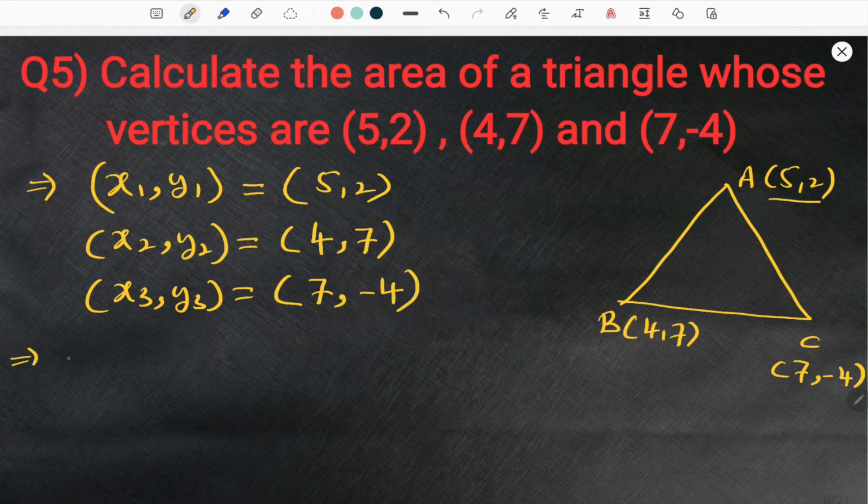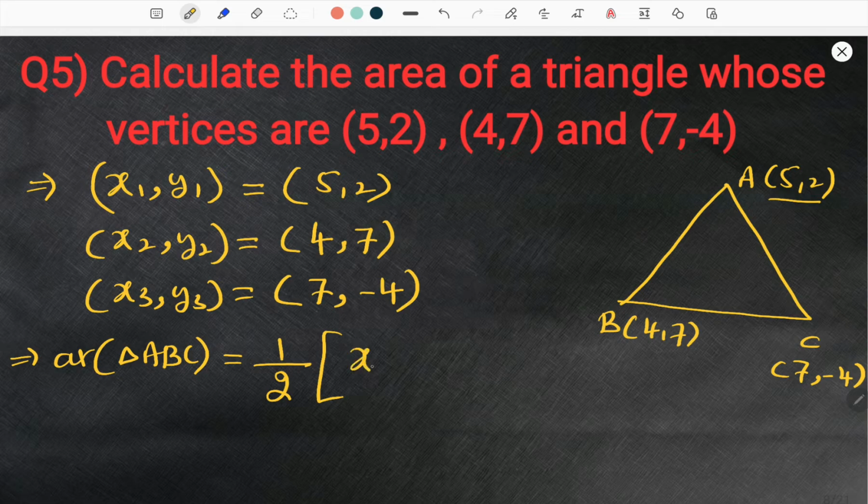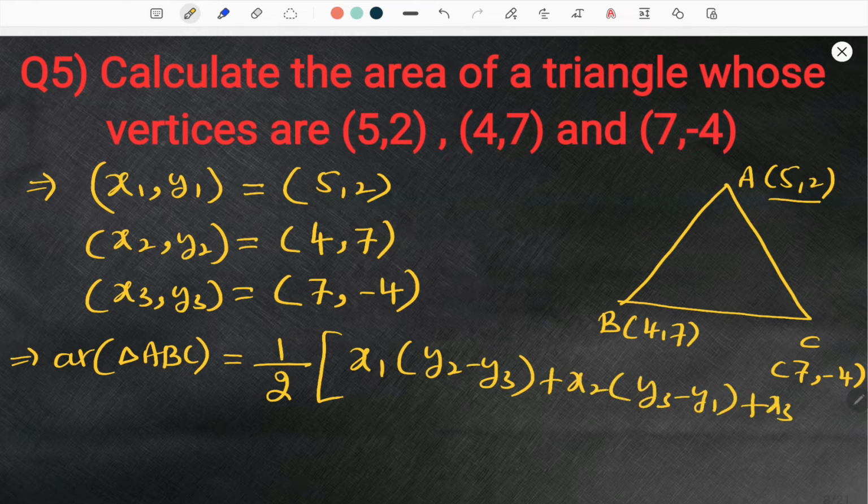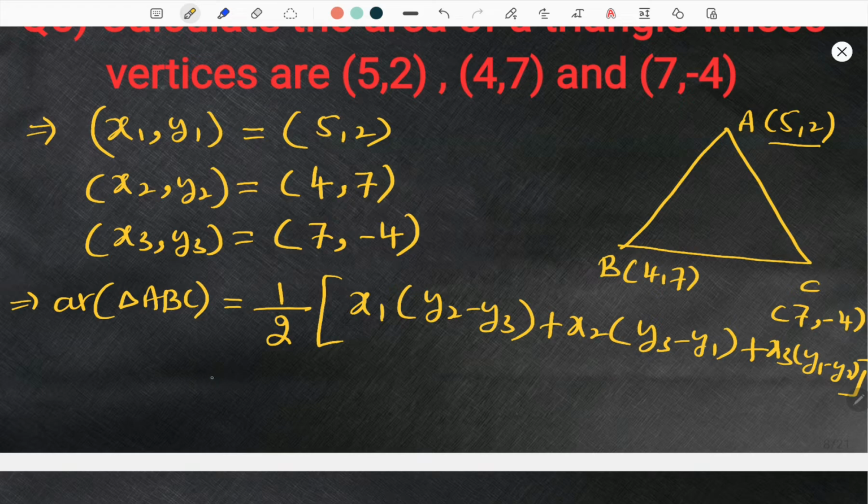Now let us find out the area of this triangle ABC. Area of this triangle ABC is equal to, the formula is 1 by 2 bracket x1 bracket y2 minus y3 plus x2 bracket y3 minus y1 plus x3 bracket y1 minus y2. This formula looks bigger, I know that, but you write it down, then substitution becomes quite easy for you.